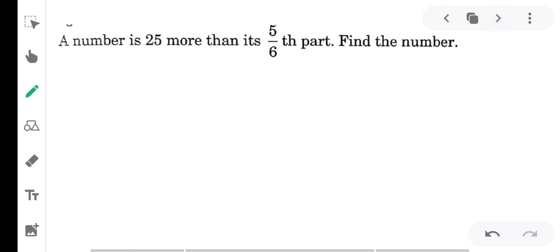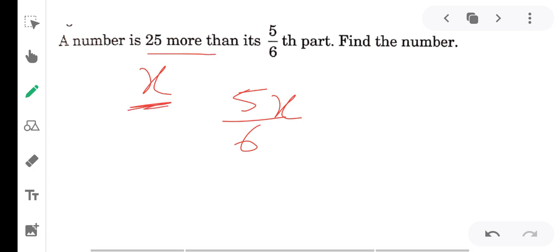The next question: a number is 25 more than its 5 by 6th part. Find the number. So let the number be x. You have to write down here that let the number be x. Then 5 by 6 of the number will be 5x by 6. A number is 25 more than its 5 by 6 part, that means x is the larger number and 5x by 6 is the smaller number, and the difference between them is 25.